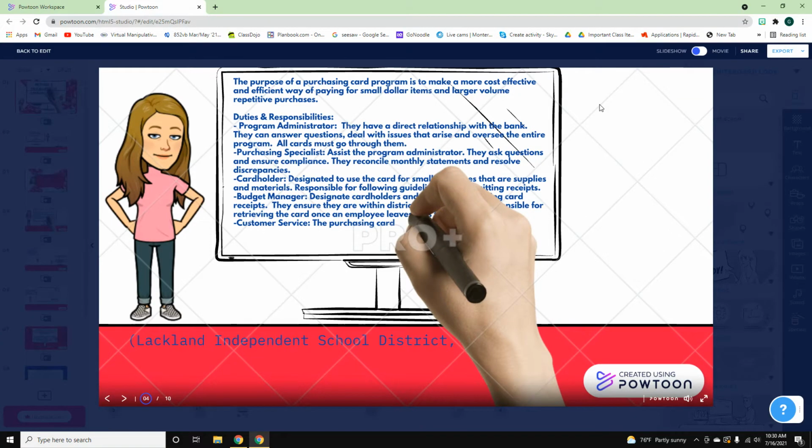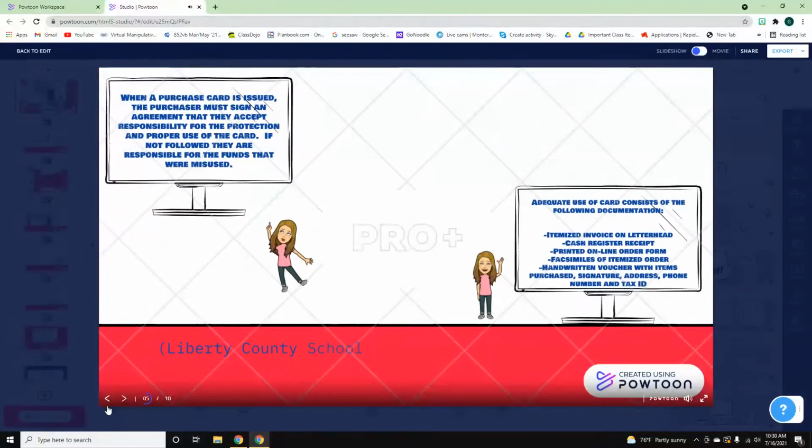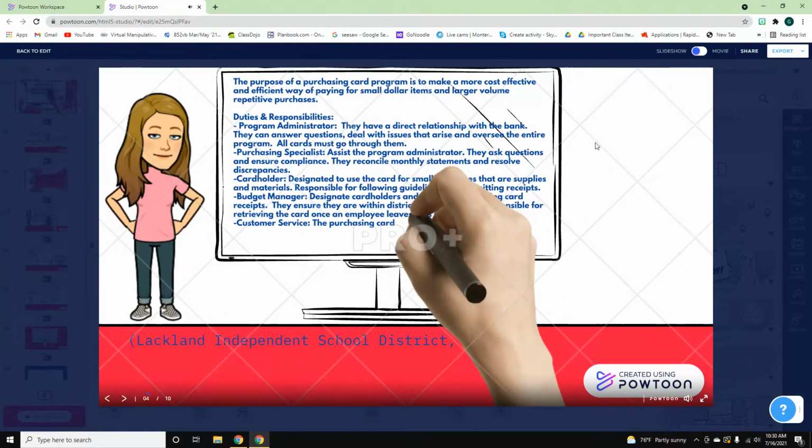The budget manager is the designated cardholder, and they take care of the credit card receipts. They also ensure that if an employee leaves the district or is terminated, they retrieve the card. And then there's customer service, which goes along with the card. That's the company, such as a bank, that has the credit card, and you're usually able to call 24/7 and get information about the card.